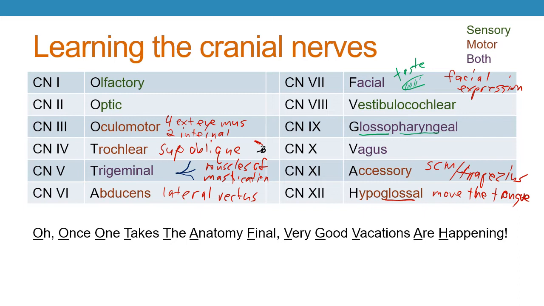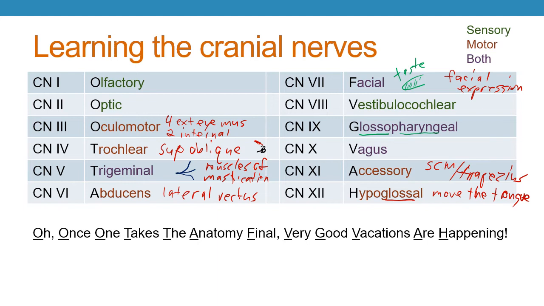One last memory trick. It's often helpful in remembering the names of the cranial nerves to remember which ones are sensory, motor, or both. And sometimes you might be asked, I don't think it'll be in my exam this time around, but it might come up in your nursing exams or something. Which cranial nerves are sensory, which are motor, and which are both?